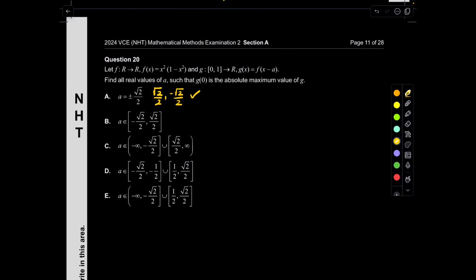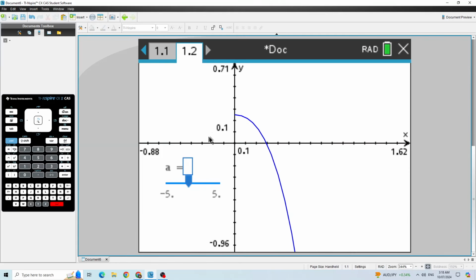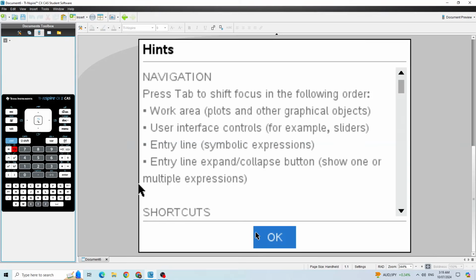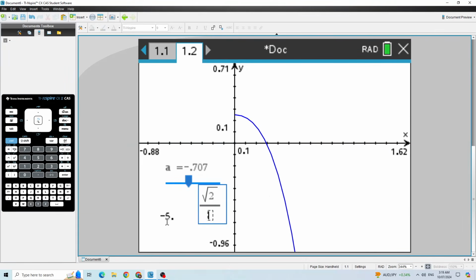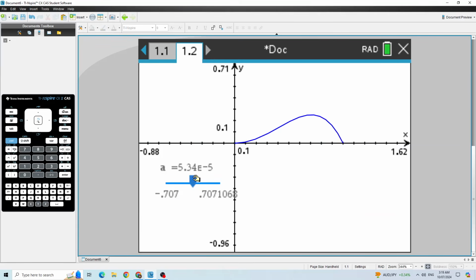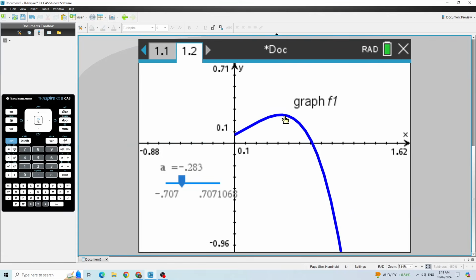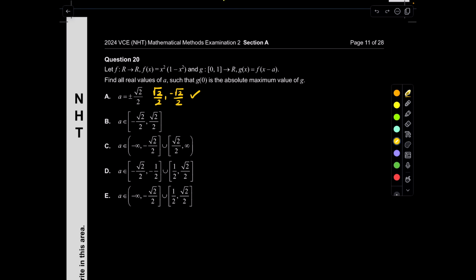And so what I'm going to do here is make sure these are the values that we want to play around between. So let's do that. Work CAS. I'm going to say here, we want this to be from root 2 to 2. So these are the values that we're going to play around. So looking at this, for B, wrong. You're shifting it between those values, and you can see that the maximum value is not at g of 0. So B is wrong. I'm going to cross B out.